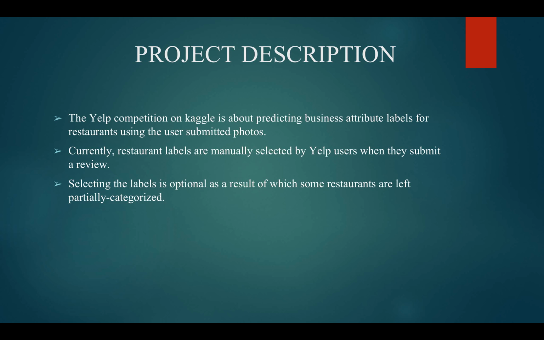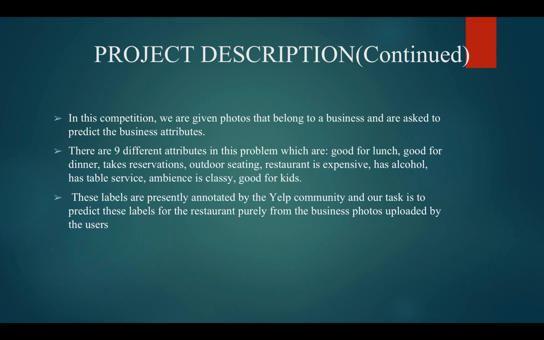At present, labels for restaurants are selected manually by the Yelp users when submitting a review or posting a picture. But labeling is not mandatory while submitting the review, due to which many of the restaurants are not categorized completely. Our goal is to identify the business attributes based on the photos that correspond to a particular business.